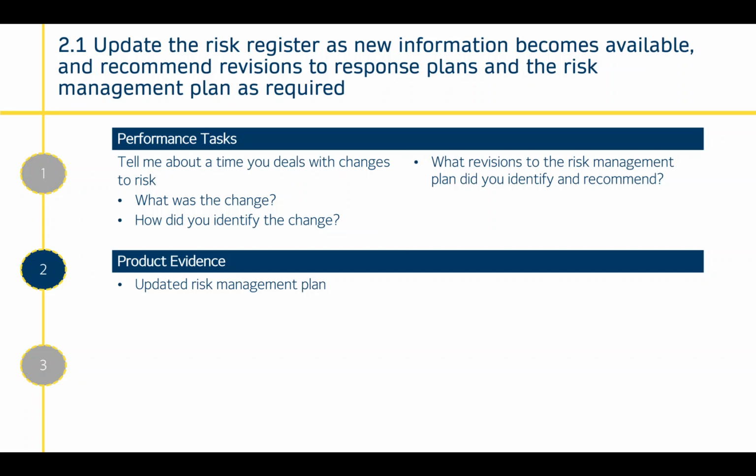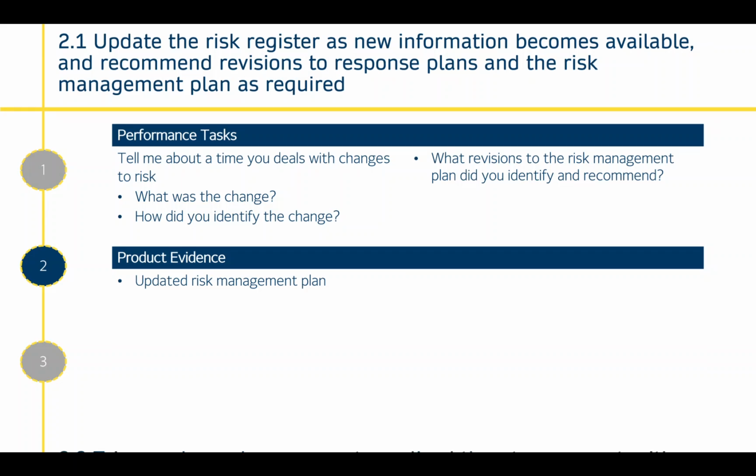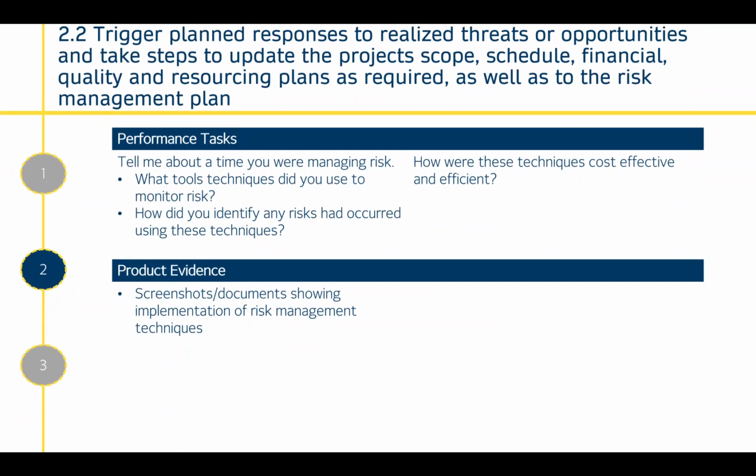So tell me about a time where you've dealt with changes to risk. What was the change? How did you identify the change? What revisions to the risk management plan did you identify and recommend? Product evidence would be your updated risk management plan, so perhaps your risk matrix or risk register.